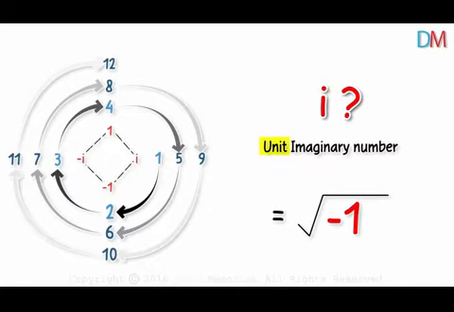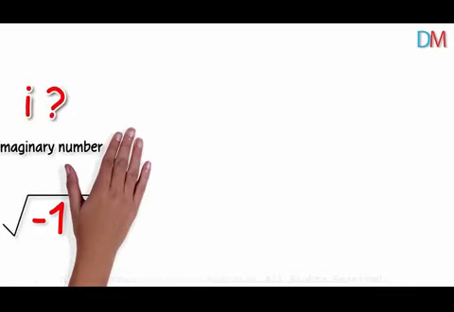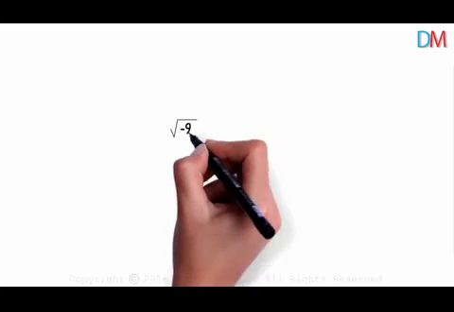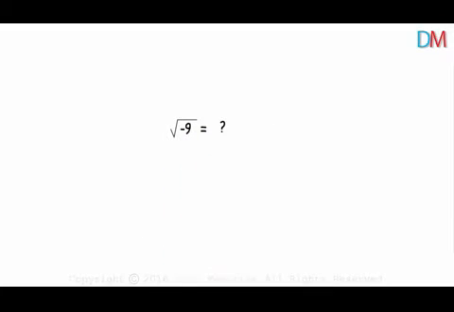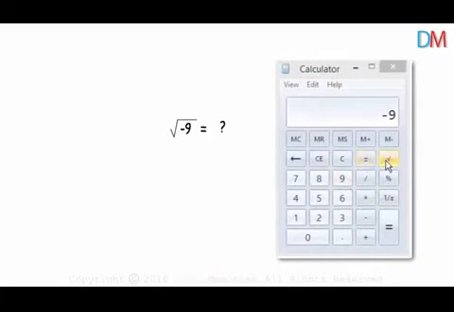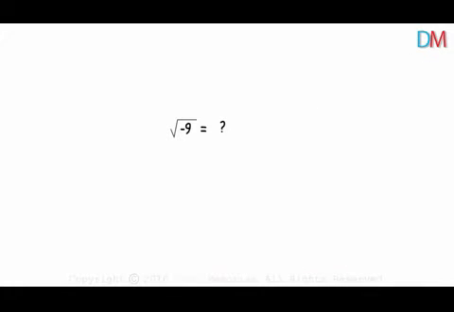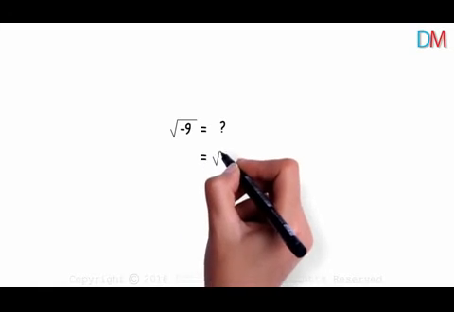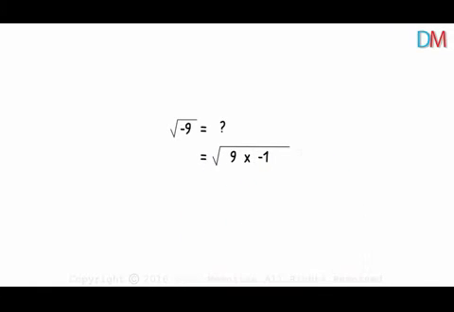To understand that, let's look at an example. What will the square root of negative 9 be equal to? If we try it out on a non-fancy calculator, it would say that the input is invalid. That's because most calculators are not programmed to use imaginary numbers. So how do we understand the square root of negative 9? It can be written as square root of 9 times negative 1, right?